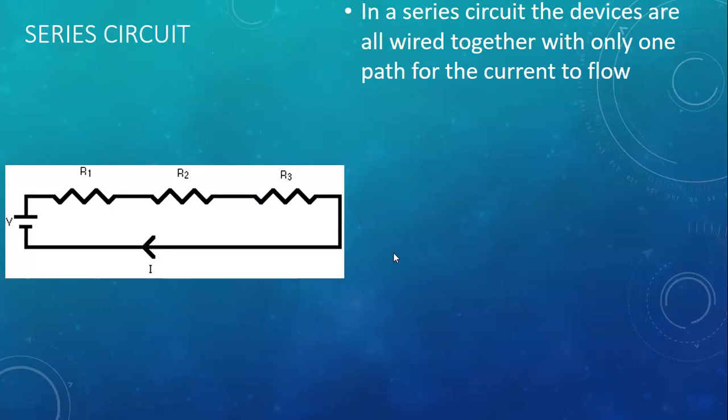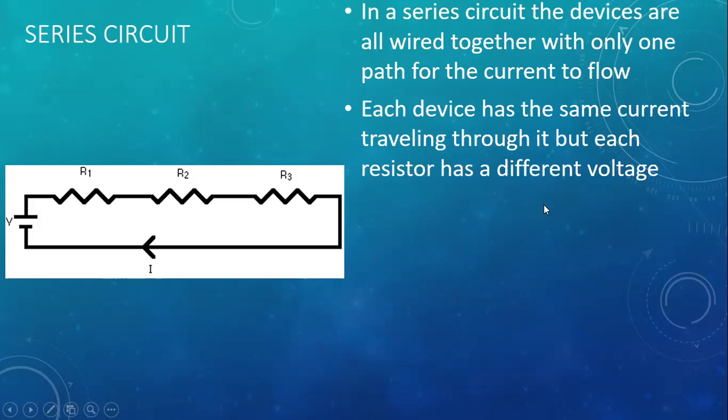Okay. So circuits can come in two forms, series and parallel. In a series circuit, think S for single, one pathway. Everything's wired together in one distinct pathway. Because of that, every device in a series circuit has the same current running through it. But each resistor would have a different voltage applied to it.